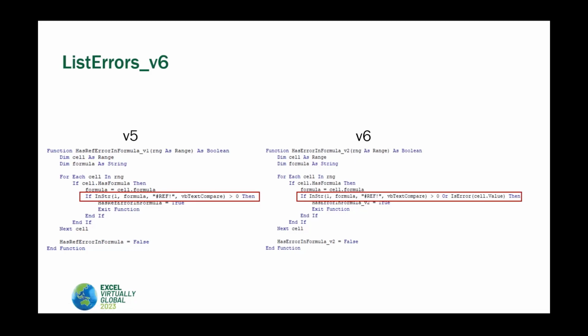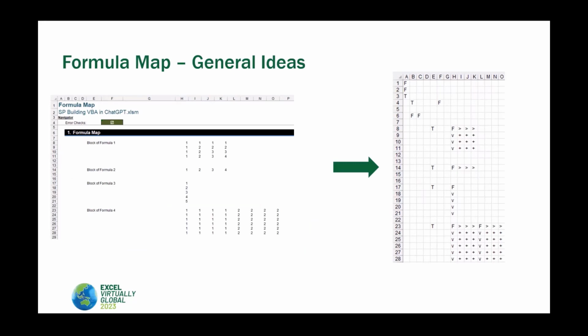Let's move on to the next macro of the day, the formula map. So the general idea is like, if you had a block, 1, 2, 3, 4 blocks of formula, and it's copied down and copied across, they will show the first formula on the top and on the left as an F, and if it's copied across, it shows the larger sign, and if it's copied down, it shows the V, and if copied down and across, it shows the plus sign here.